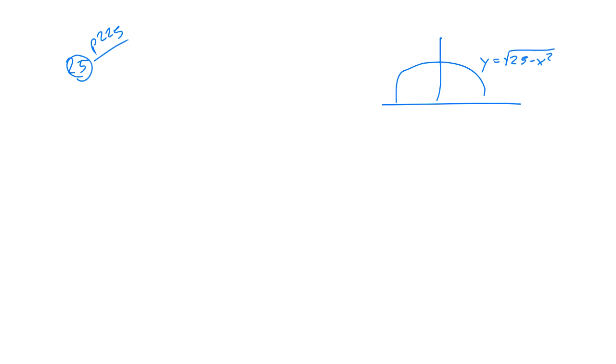So let me actually kind of work my way through this. This is problem 25 on page 225. So we've got a semicircle that has equation y equals the square root of 25 minus x squared. And we're fitting a rectangle under that. And let's call, kind of like they do, let's call this point right here xy.